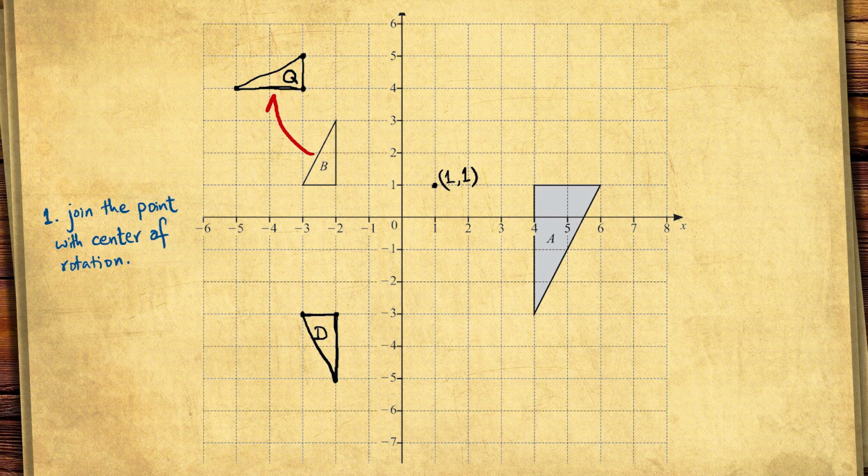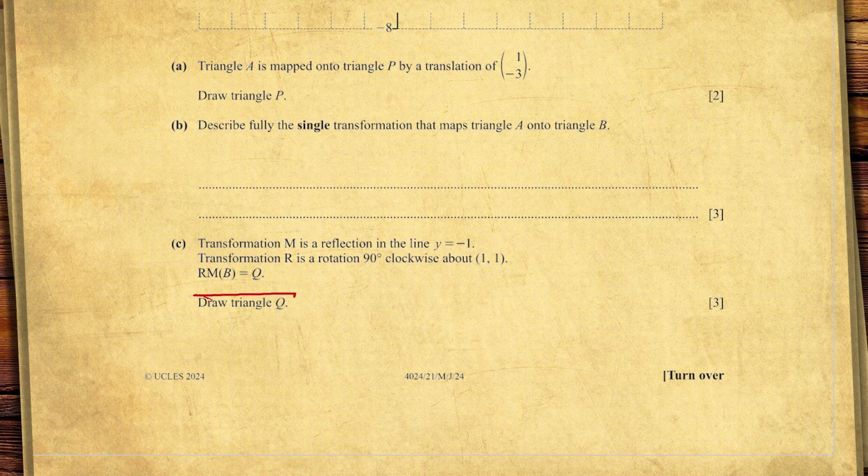So triangle B has been transformed into triangle Q by applying two transformations. First the transformation M, and second the transformation R. And so we get the triangle Q. And this is exactly what we had to do. Draw triangle Q for 3 marks.